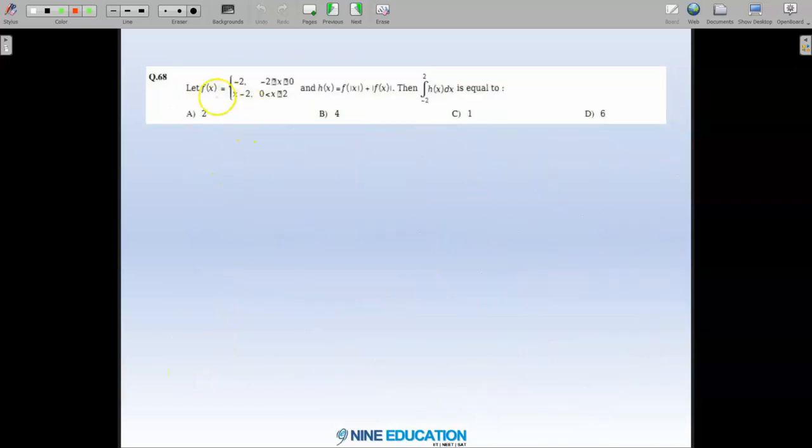Question number 68: function f(x) is given as minus 2 when x value is lying from minus 2 to 0, and x minus 2 when x value is lying from 0 to 2. Okay, so h(x) is given as f of mod of x plus mod of f(x), then integration from minus 2 to 2 of h(x) is equal to.